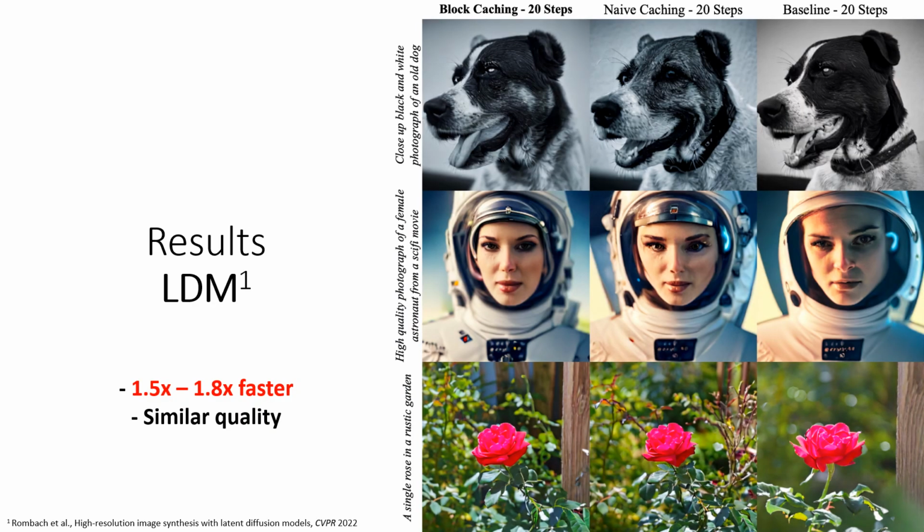At last, let's check out some more results. We first show images generated by a retrained latent diffusion model. Block caching reaches the same visual quality while being significantly faster than the baseline.